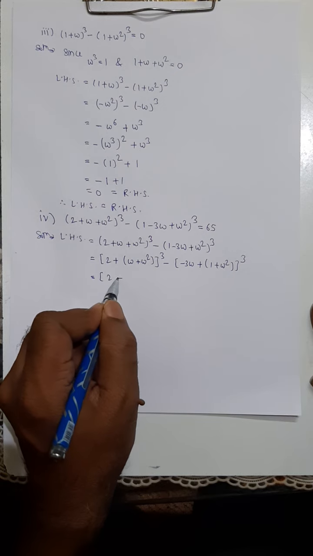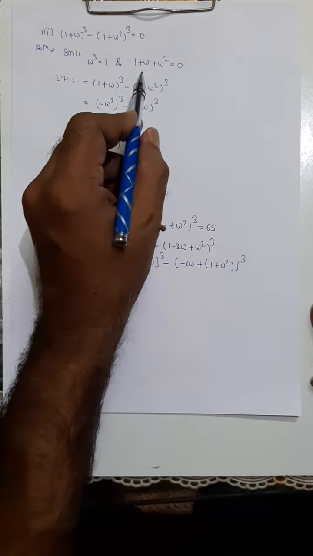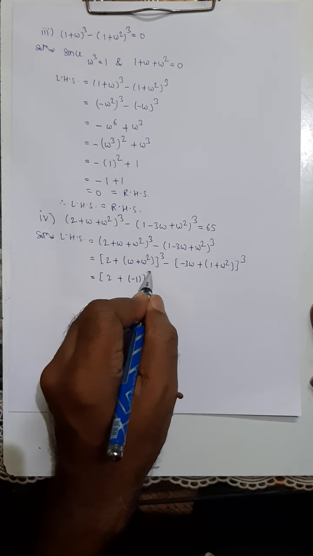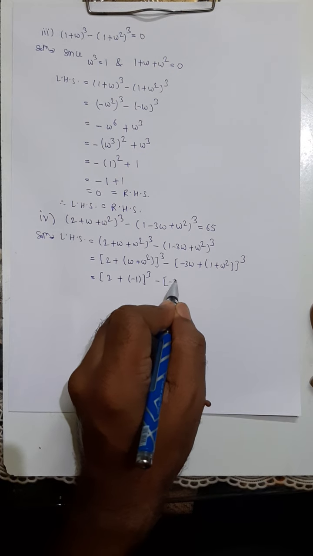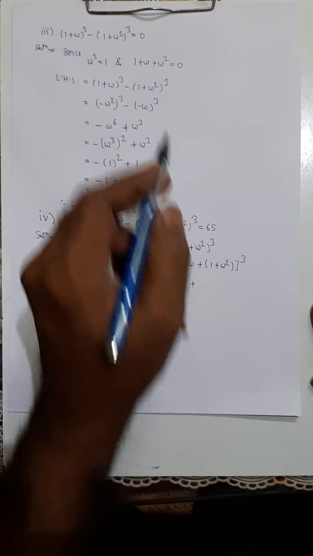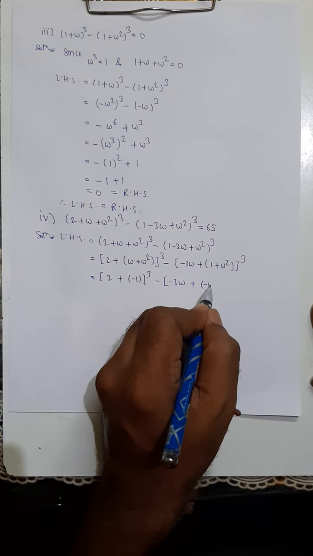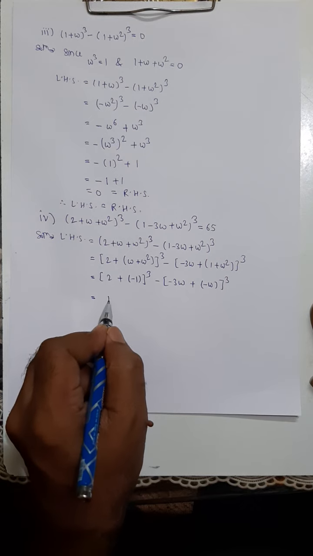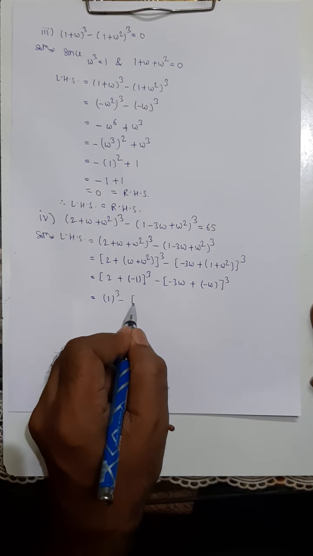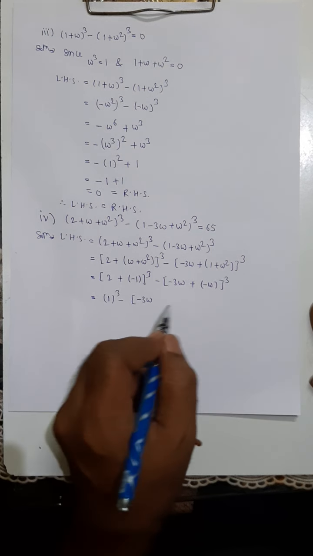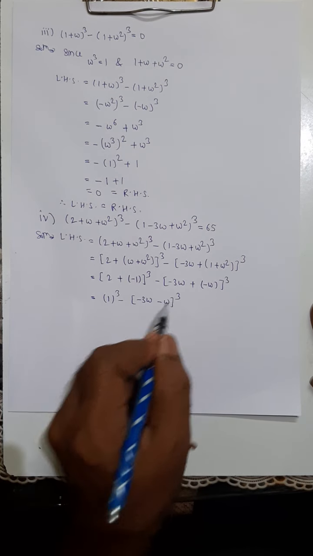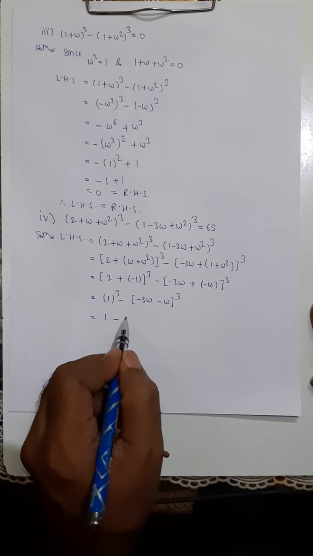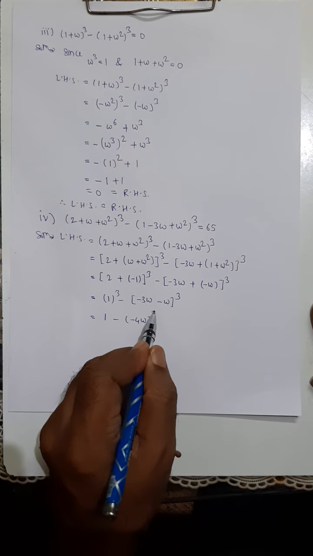So it is equal to (2 plus omega square), its value is nothing but minus 1, power 3, minus (3 omega, 1 plus omega square, its value minus omega) bracket power 3. So 2 minus 1, we get here 1 its cube, second bracket minus 3 omega plus minus omega, power 3, 1 cube, 1 minus 3 omega minus omega, that is minus 4 omega, its cube.